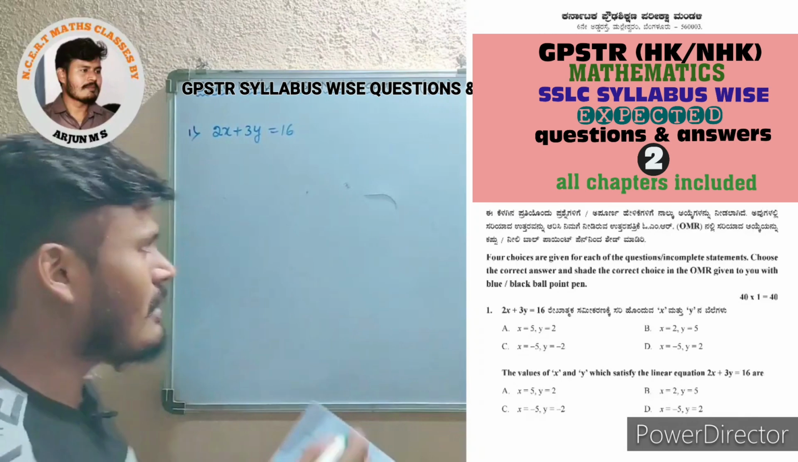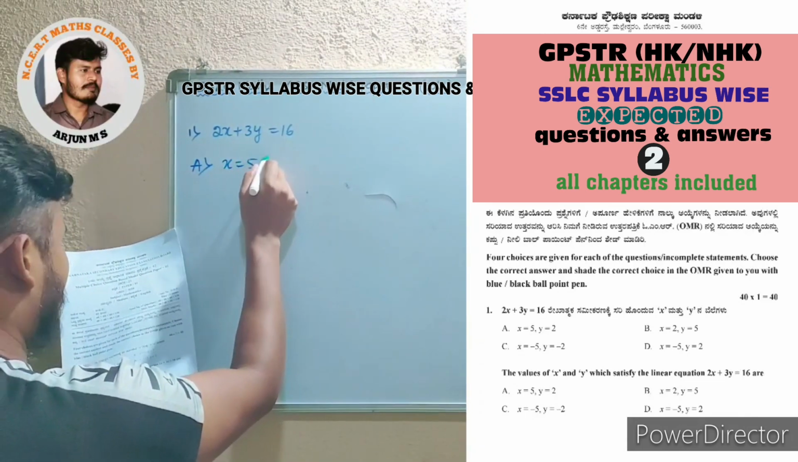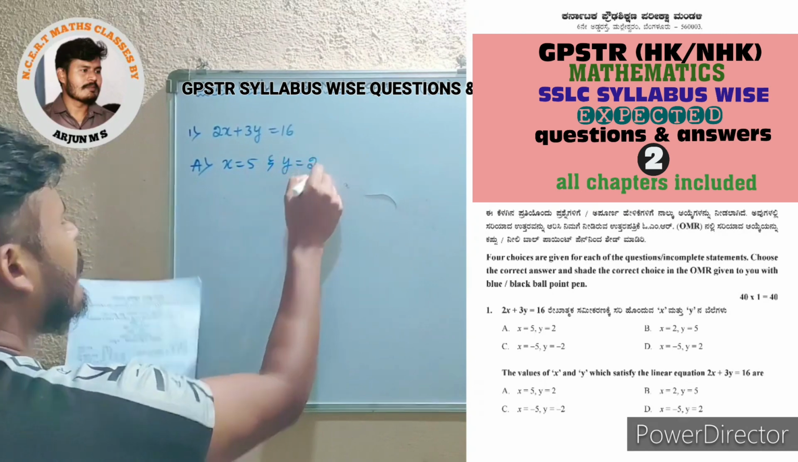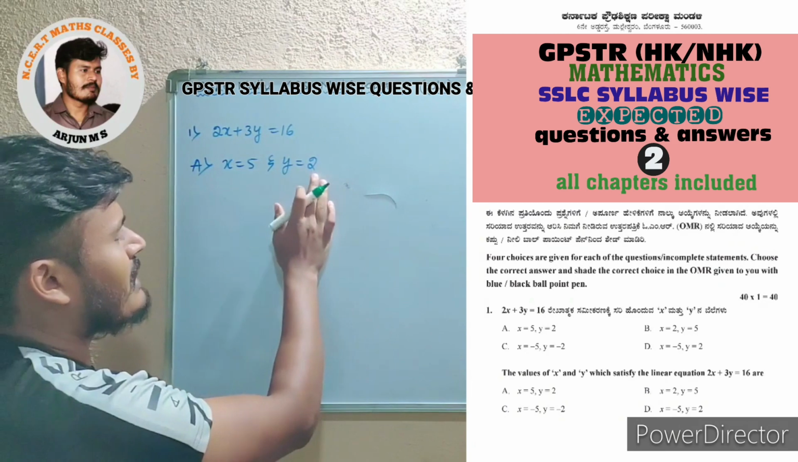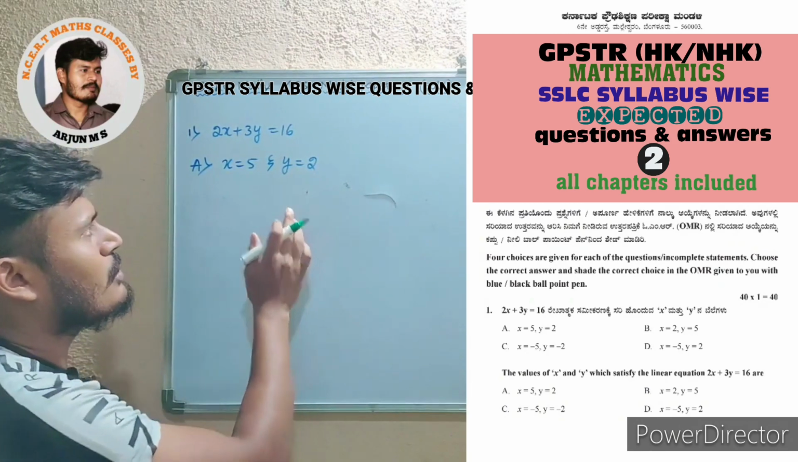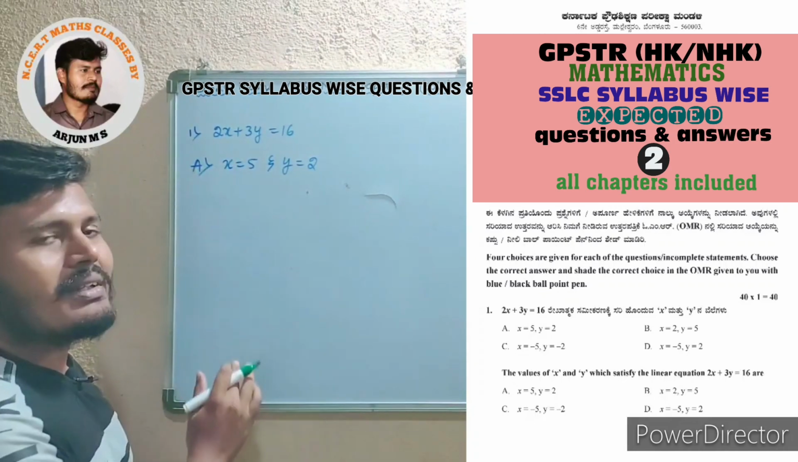So here the answer is option A. Option A is the correct answer. x is equal to 5 and y is equal to 2. Why is this answer correct for this question? You just substitute the values x is equal to 5 and y is equal to 2, then you will get the proper answer for this question.